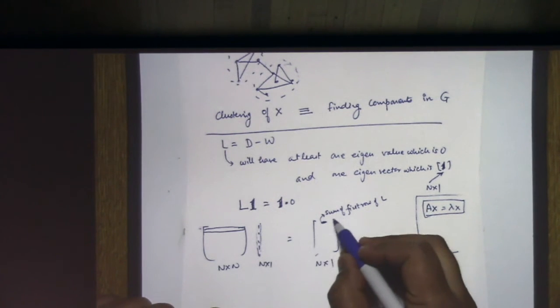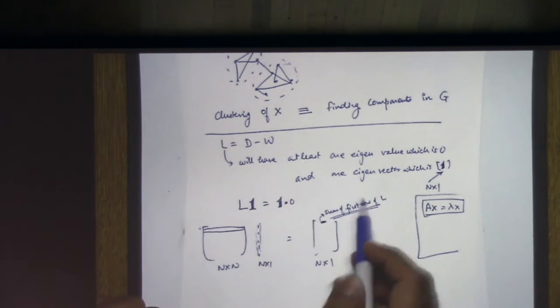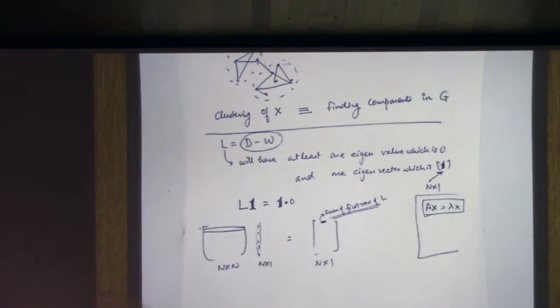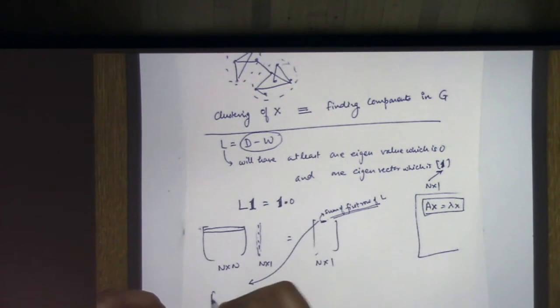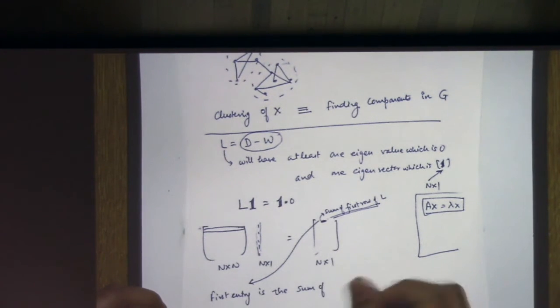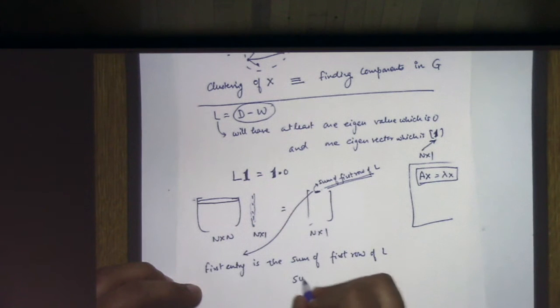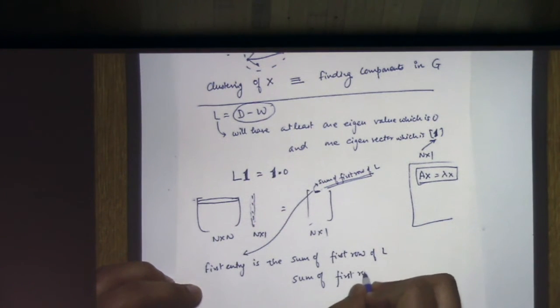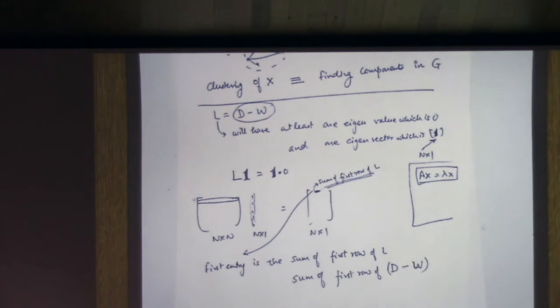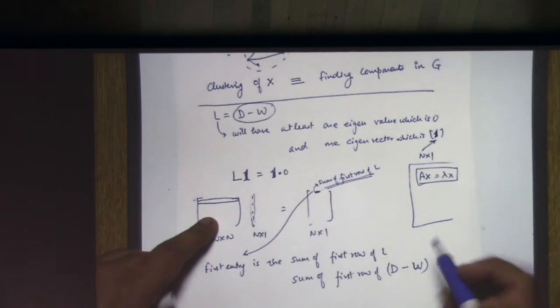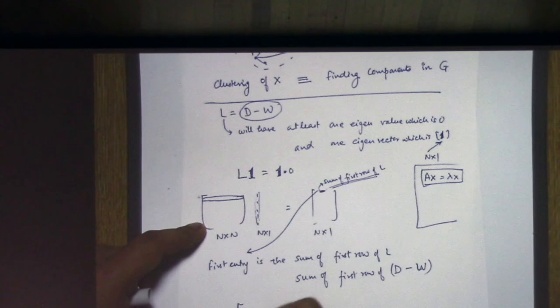Now let's look at this. This is the first row of L, which means that this is essentially the sum of the first row of D minus W. So the first entry is the sum of the first row of L, which is the sum of the first row of D minus W. Remember, L was D minus W, so this is D and this is W.